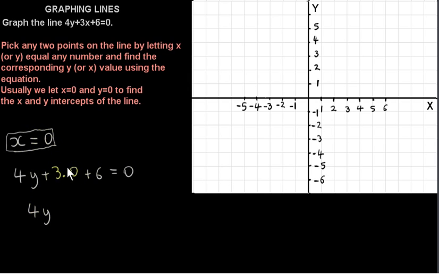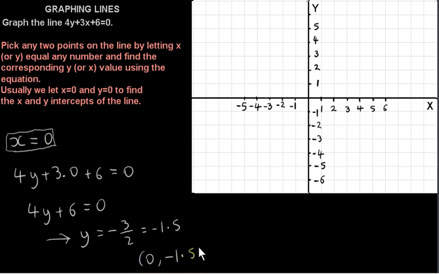Well, 0 times any number is 0, so this bit goes out, so we get 4y plus 6 equals 0. Solving this equation for y, we get y equals minus 6 over 4. Well, minus 6 over 4 is the same as minus 3 over 2, or minus 1.5. So when x is 0, y must be minus 1.5. So we have the point with coordinates 0, minus 1.5.